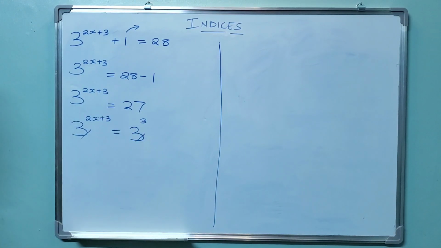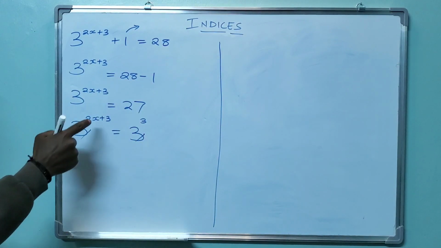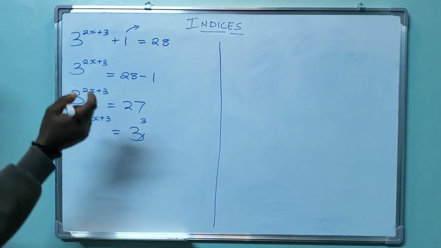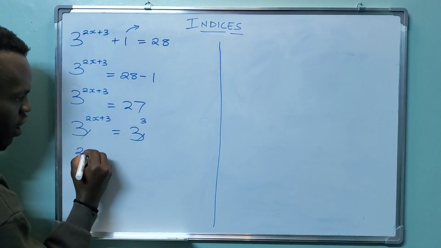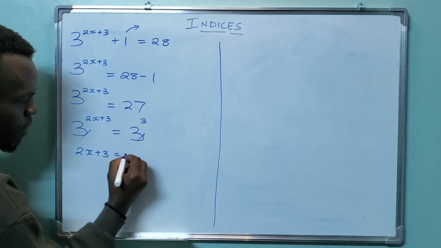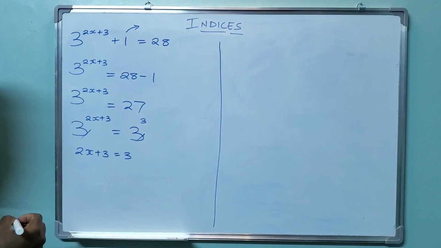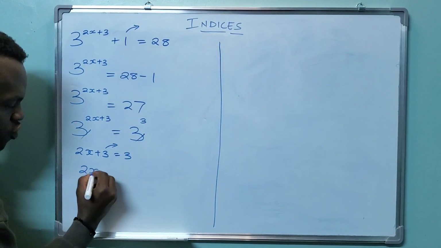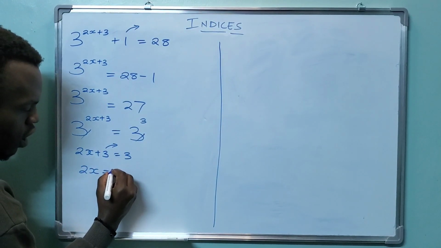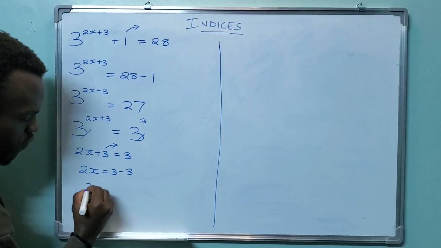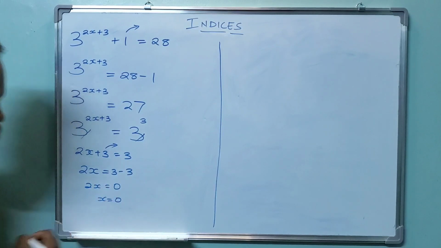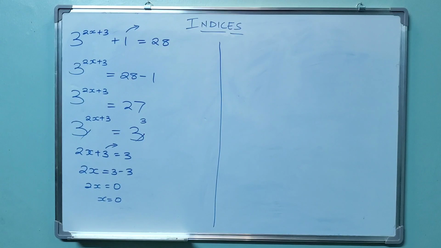Now I'm going to equate the powers of the two indices. So I'm going to have here 2x plus 3 being equals to 3. If I want to get the value of x, I'll take this 3 to the other side, it will be a negative. I'll have here 2x being equals to 3 minus 3, which means 2x is going to be 0. x equals 0. As simple as that. So that one was very, very simple.